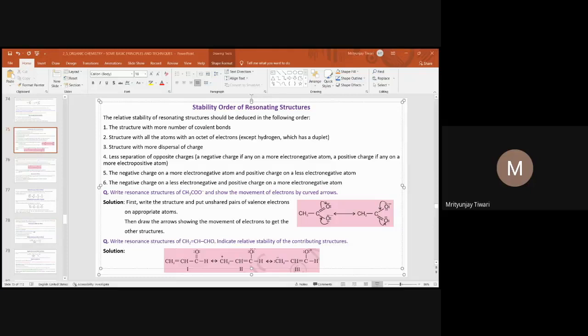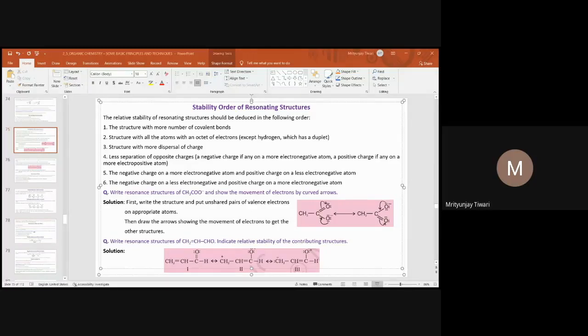We'll look at the separation of the negative and positive charges. And we can see the negative and positive charges are at the same distance in these two structures. Only the positions of the positive and negative charge are changed, but the distance between them is still the same. So the separation of positive and negative charge will not tell us which structure will be more contributing out of these two.